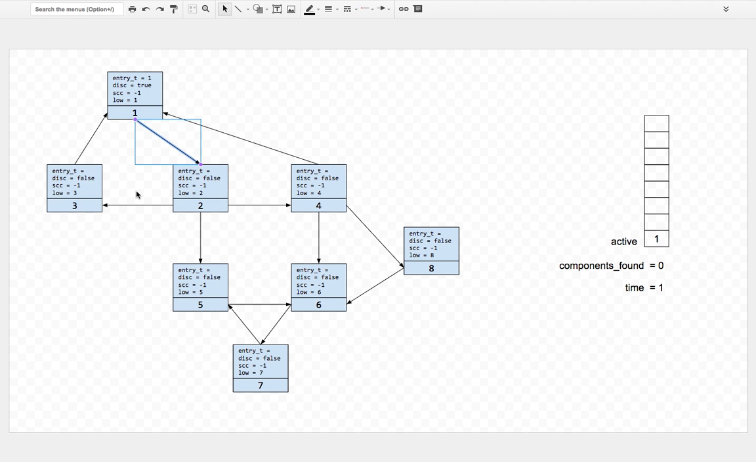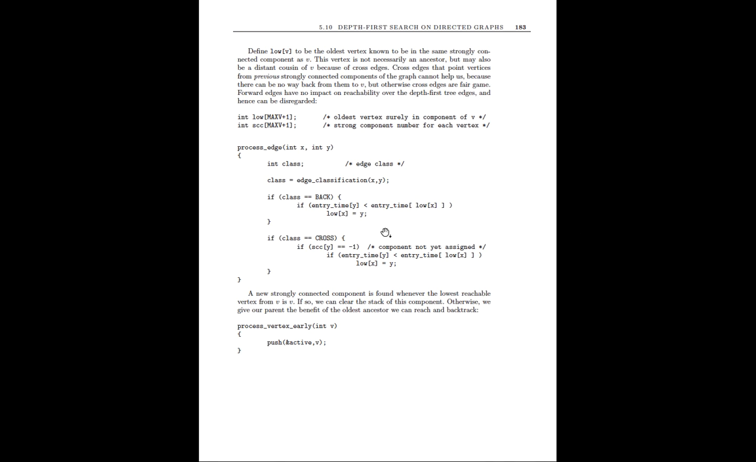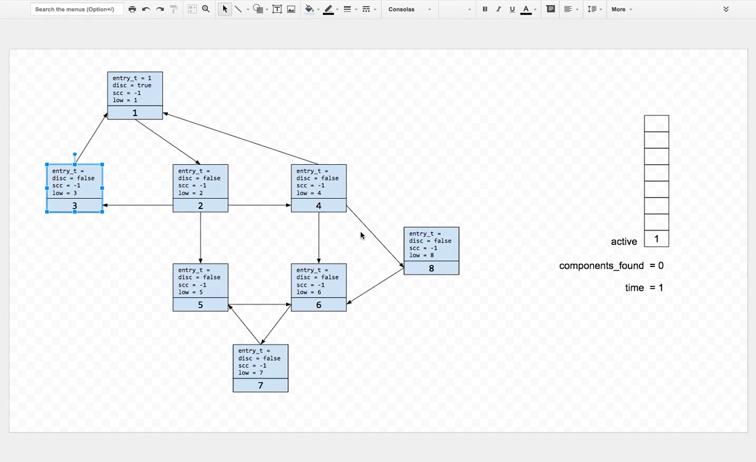We will have found a back edge whenever we have an edge that points back to an ancestor of our current vertex that has already been discovered. That's going to happen a little bit later on in the algorithm. A cross edge will point to a vertex that has already been discovered in the graph, but isn't a direct ancestor of the current vertex. All right, so edge 1, 2 here is a tree edge because it points to an undiscovered vertex.